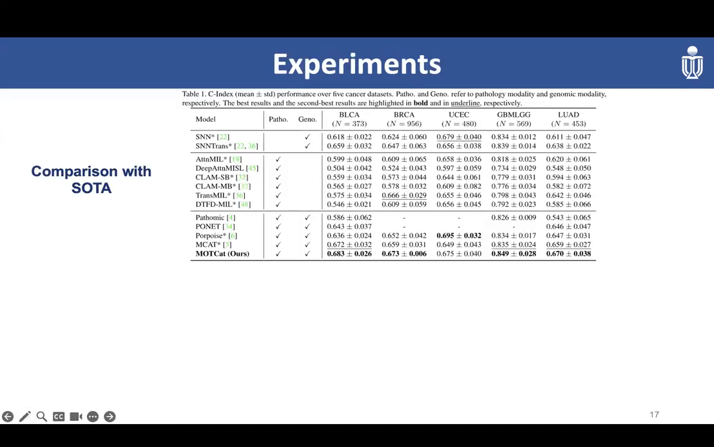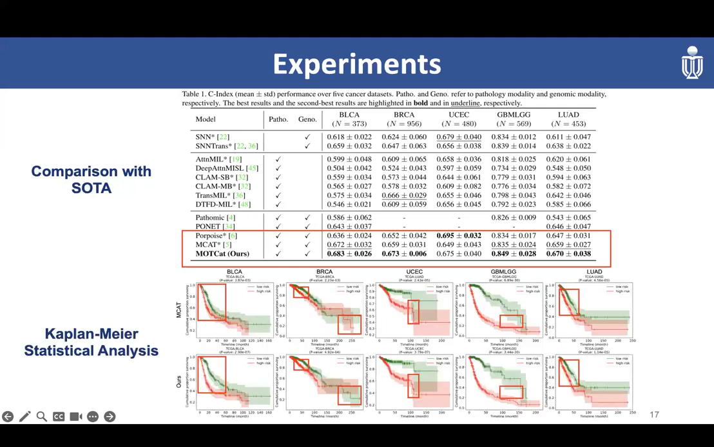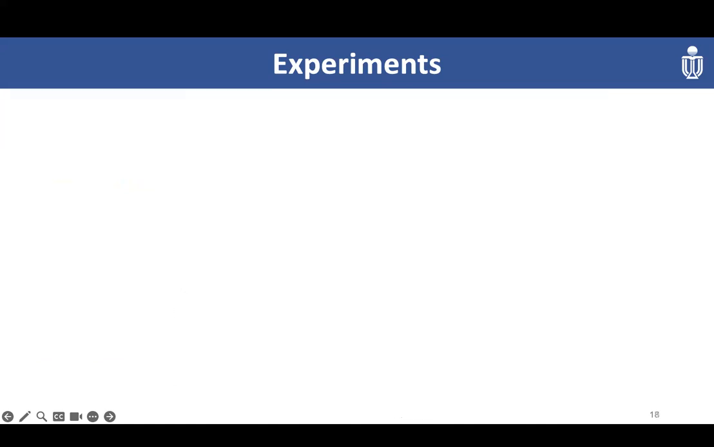We compare our work with SOTAs, and our approach achieves the best performance in 4 of 5 cancer datasets. In the Kaplan-Meier statistical analysis, our work also performs better in separating the population of high risk and low risk.